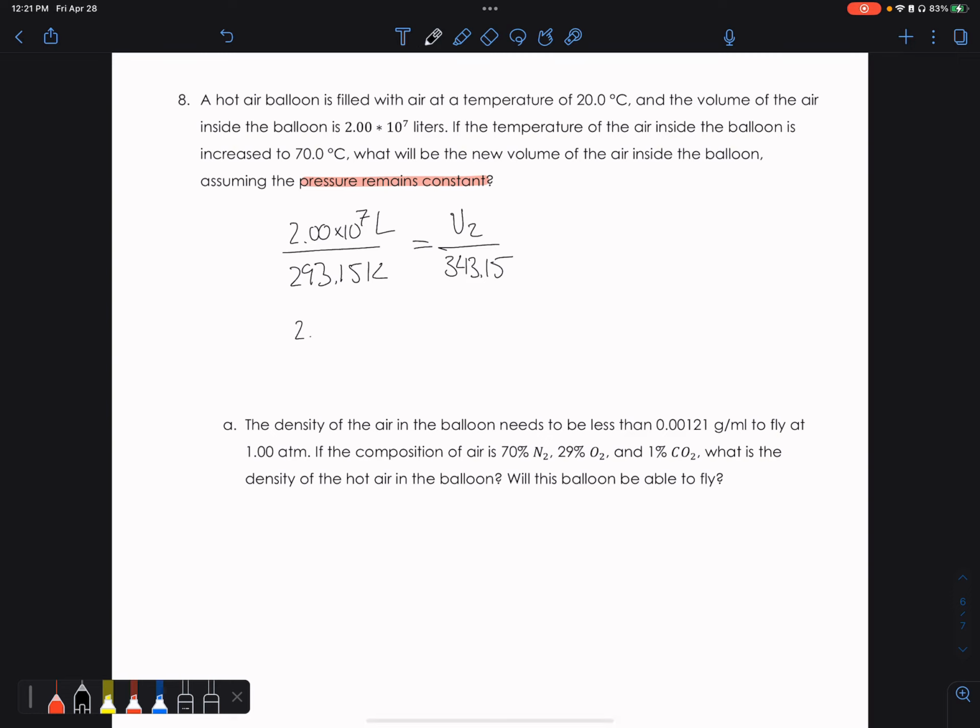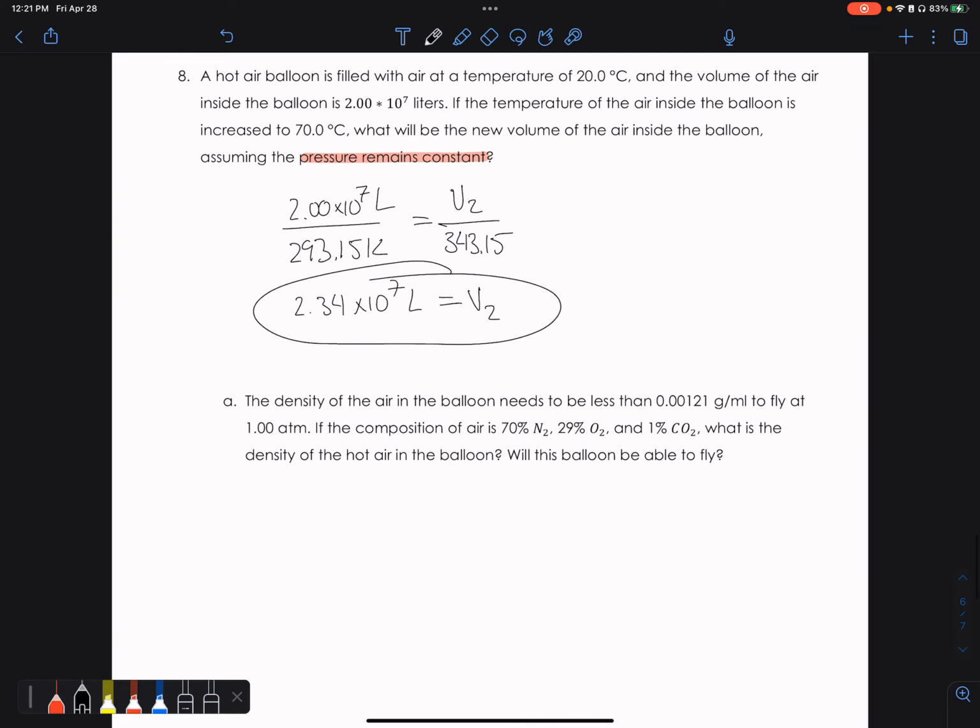Gives us another big number, but it's 2.34 times 10 to the 7 liters equals V2. So that's the new volume inside the balloon.